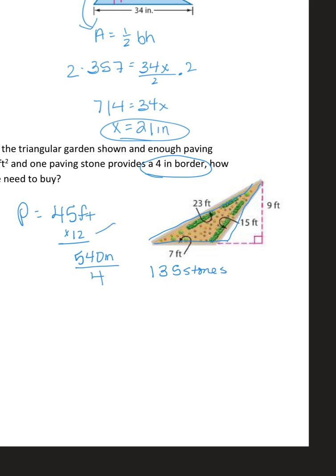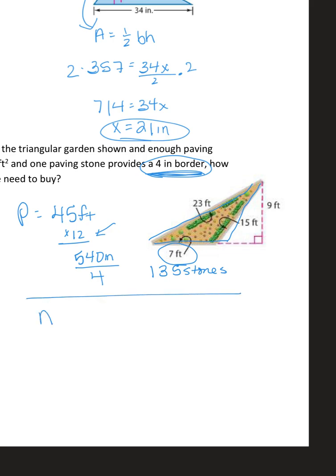And the only reason we had to multiply by this 12 is because our measurements are in feet and our stones are in inches. So if it's the same label, you don't have to do any conversions. You would just divide.